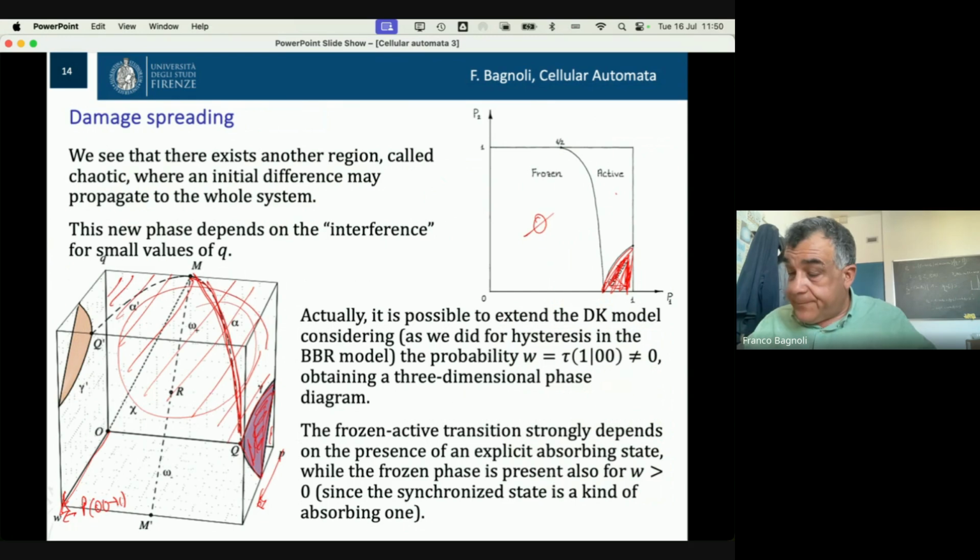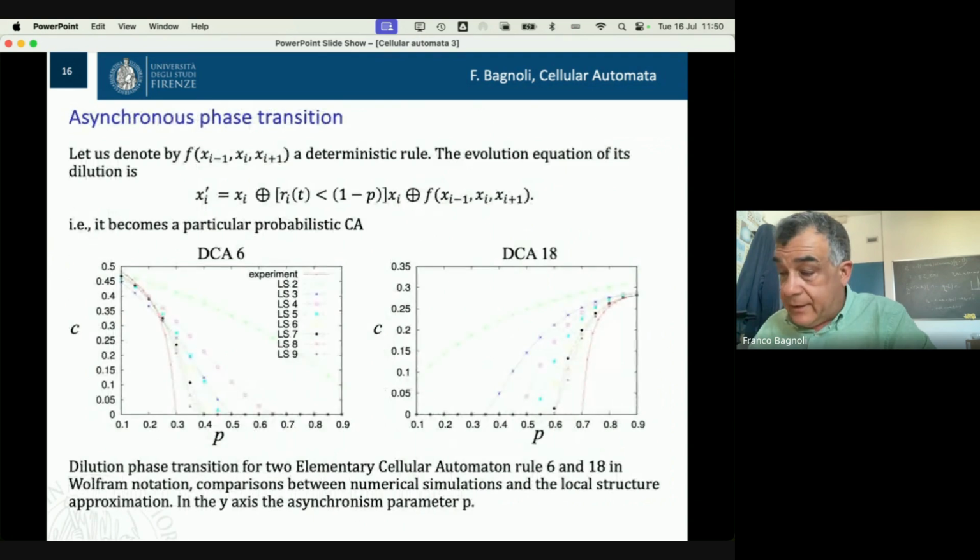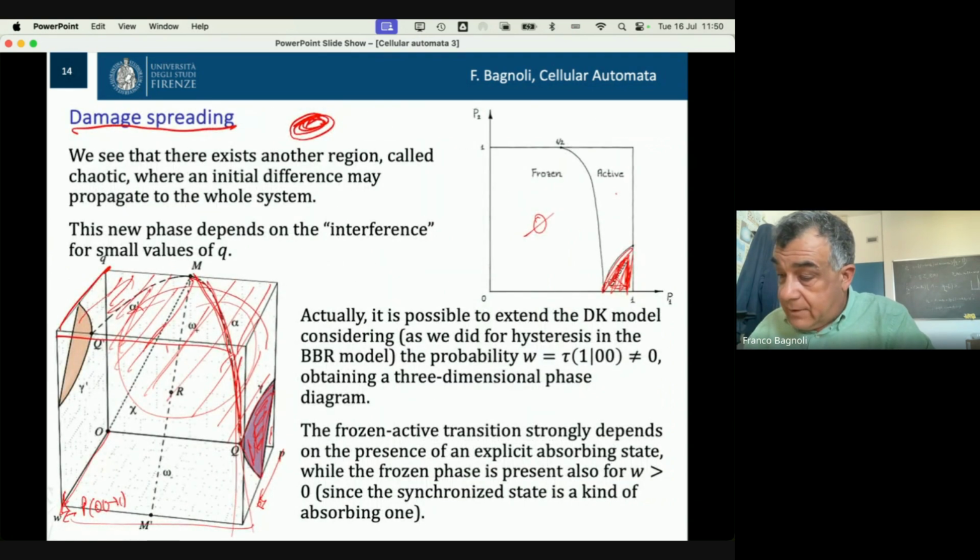This is because the damage spreading phase has always an absorbing state, the state in which you have 0 defects, 0 difference, and this absorbing state is present on all this cube, not only on this face or on the top face if you exchange zeros and ones. And so you can say you have this.